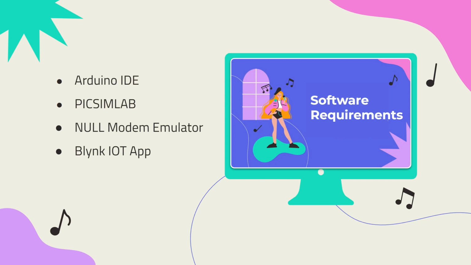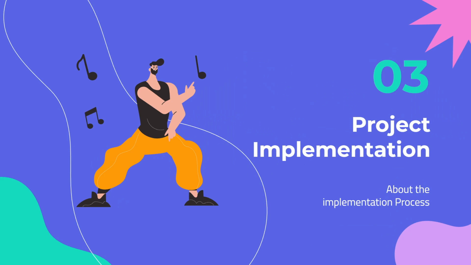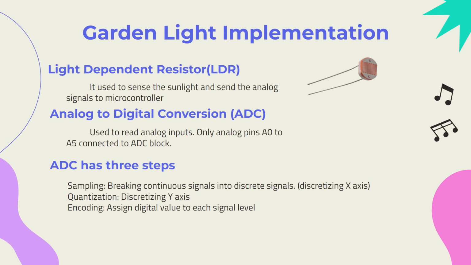So for that we are going to use this null modem emulator. Next one is the Blynk IoT app. Using this app we are going to control all these objects. Next, the project implementation. We'll see how I implemented this project. So yeah, we'll get into this.